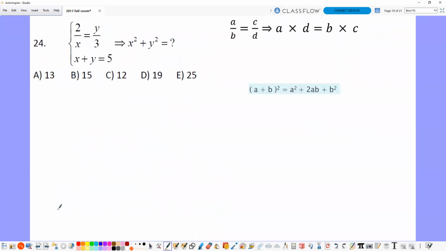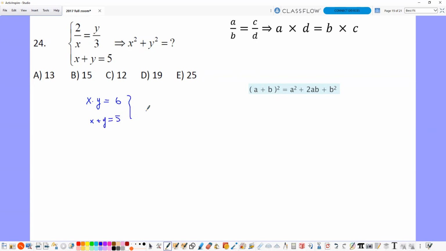Okay, now here we are going to use the cross product rule that I told you. A over B is equal to C over D, so A times D is equal to B times C. Here, this is X times Y, which is going to be equal to 6, and X plus Y is equal to 5.